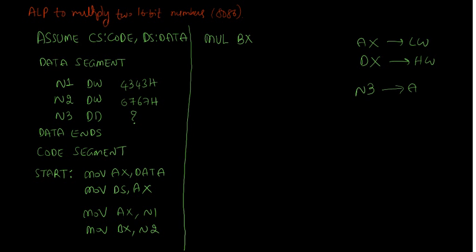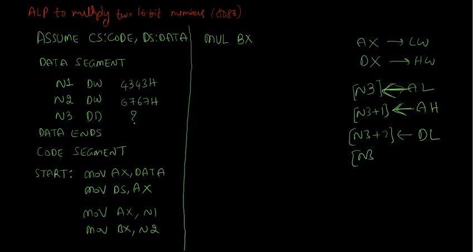You need to load the starting address with al, then n3 plus 1. Let us indicate it as a memory location. n3 plus 2. n3 plus 1 must be loaded with ah. Then n3 plus 2 with dl, and n3 plus 3 must be loaded with dh. This thing we need to do, right?